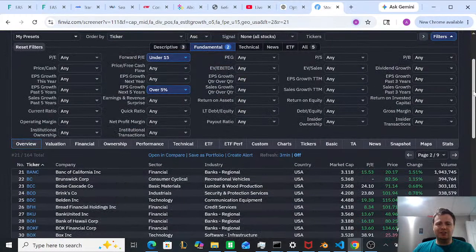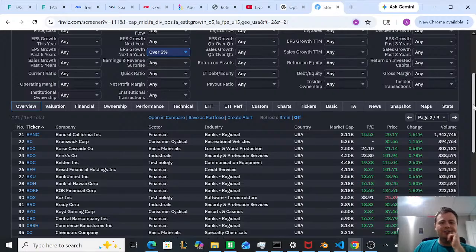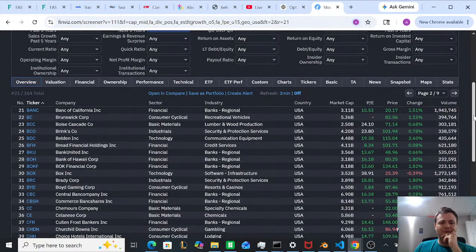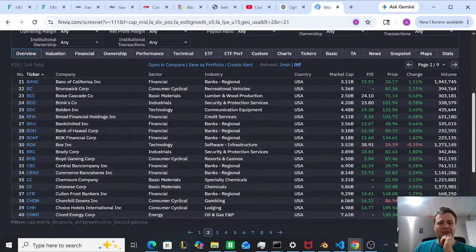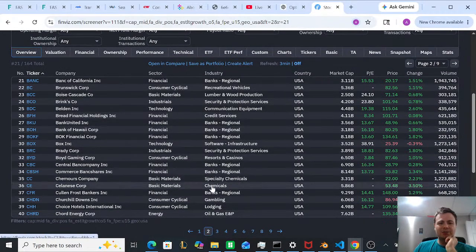I clicked on Finviz. With a lot of these specialty chemicals, or just chemicals, you see they're really cyclical. You'll see big spikes and big crashes, and big spikes and big crashes. So that's interesting to look at.